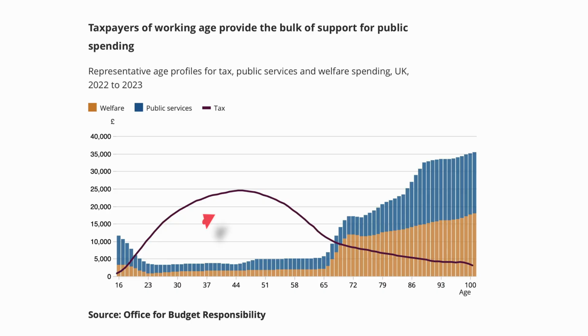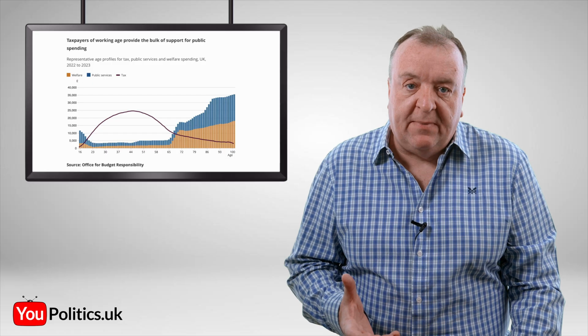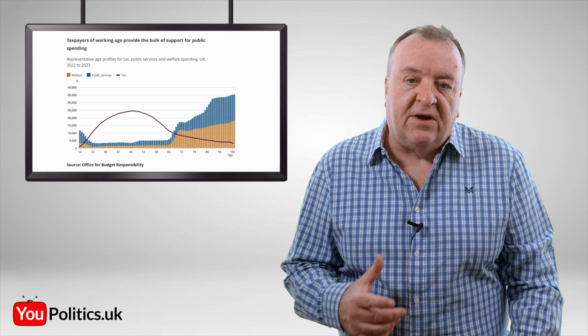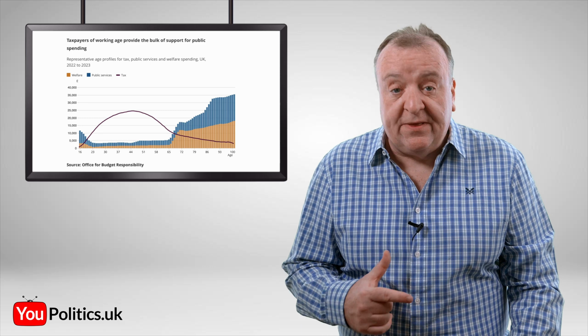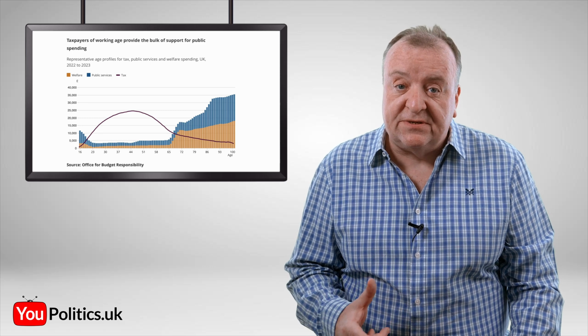The purple line shows the tax and the age groups who are paying it, and the orange and blue areas show where it's being spent, or the age groups it's being spent on. And with a declining birth rate or fertility rate, it amounts to the same thing: there are going to be fewer of those tax-paying people around in the future to pay those taxes, to pay those state pensions and for public services, whilst there are increasing numbers of people who need those pensions and public services.